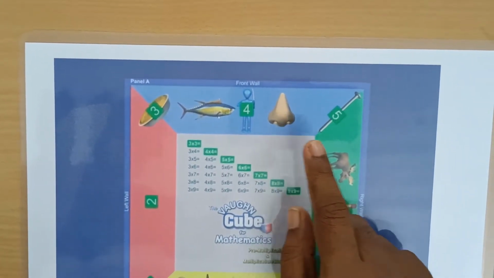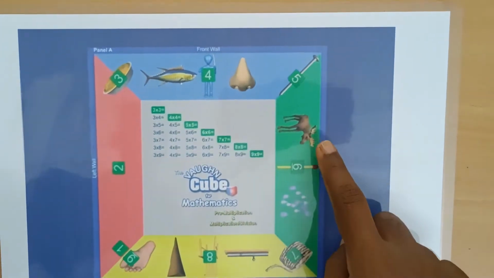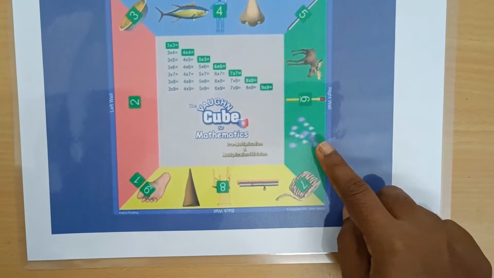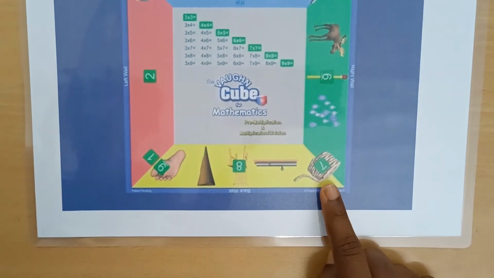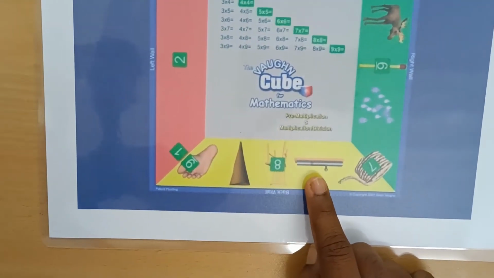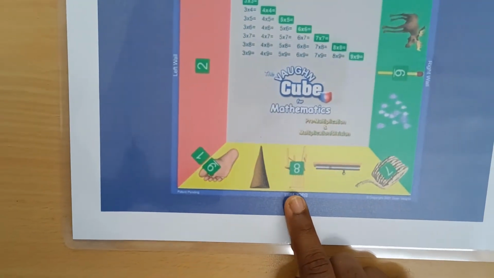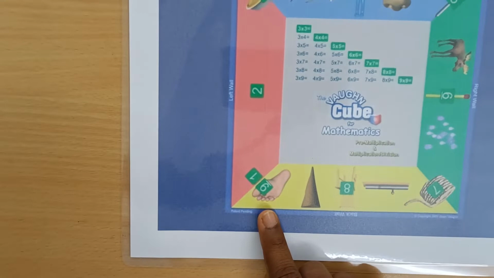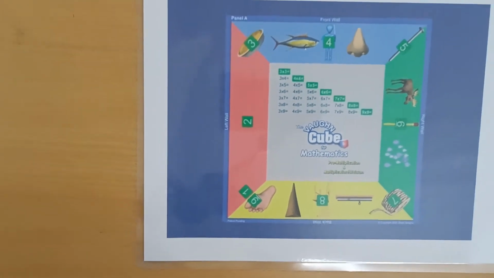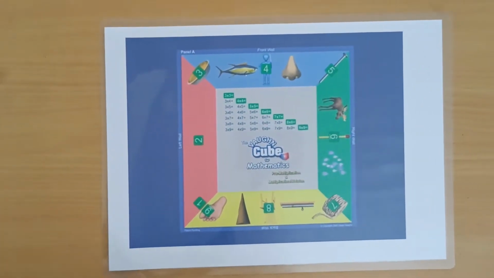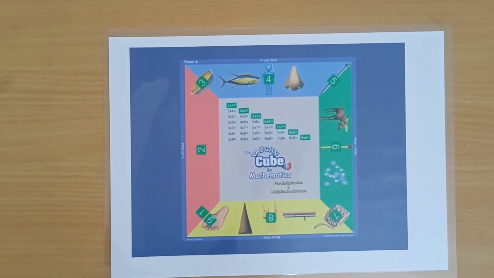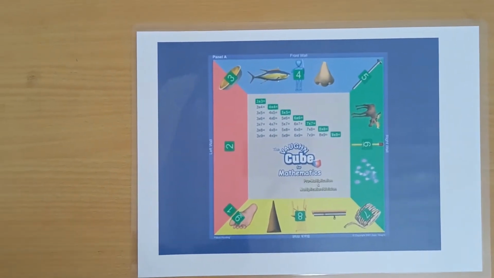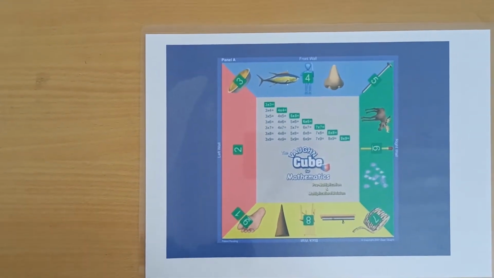Nose, nail, moose, match, rain, rope, latch, chair, cone, foot, and there are also other objects. So there are different charts for different number of tables.